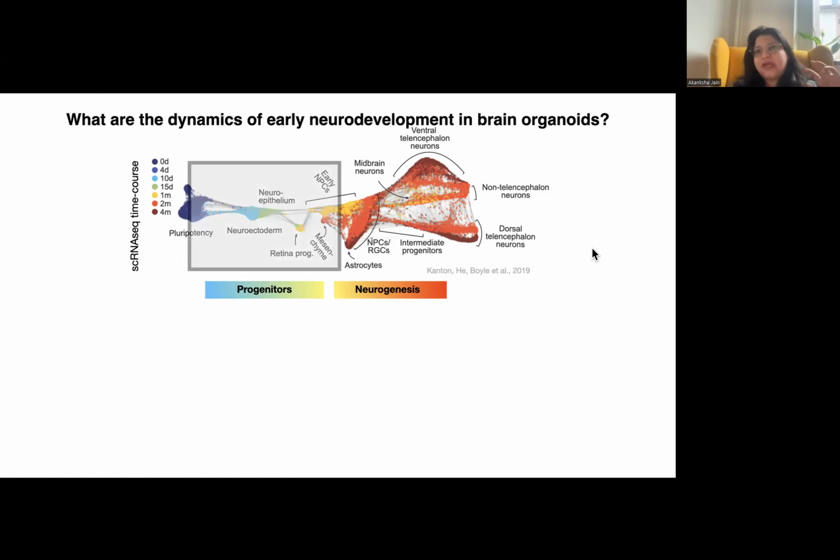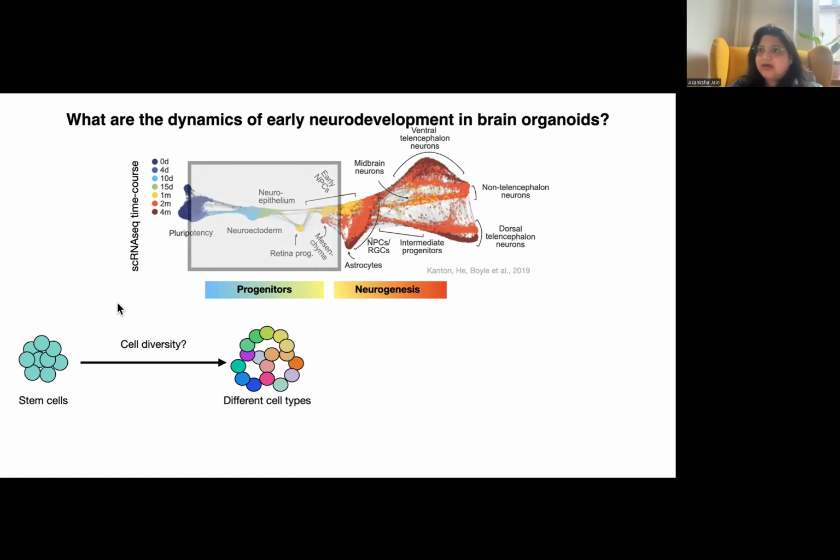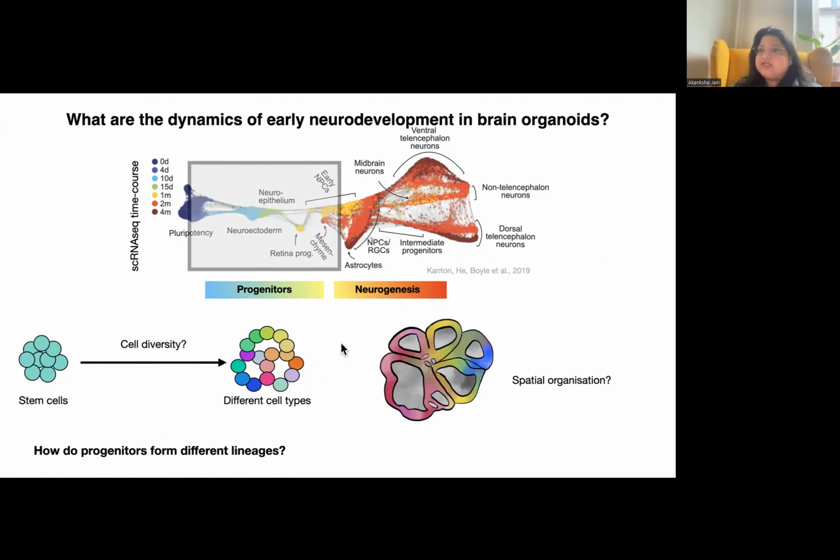However, the big black box is what really happens in this first month. How are the stem cells, without any guiding cues, able to self-organize and form all this cellular diversity representing different brain regions? And not only that, how are these lineages organized spatially in the organoid? What is really regulating this? What are the fundamental principles that pattern these organoids into forming this kind of regional cellular diversity?